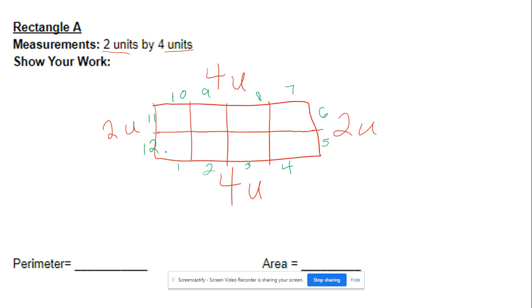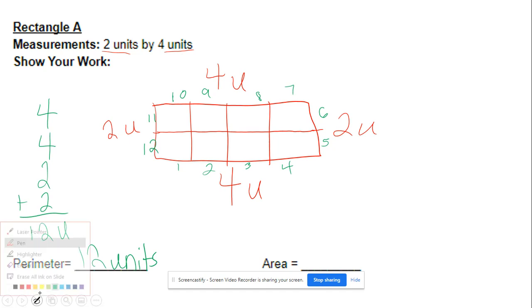Instead of counting all these side lengths, another way we could do it is by adding all of the side lengths whole numbers. So we have 4 units plus 4 units because we got the top and the bottom, then 2 units plus 2 units for the left and the right. We can add these together. 4 plus 4 is 8, plus 2 is 10, plus 2 is 12 units. So perimeter would be 12 units.